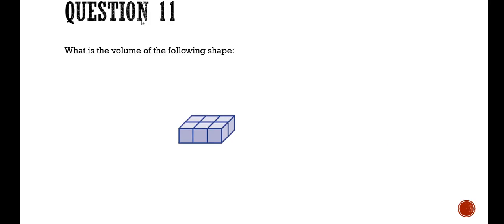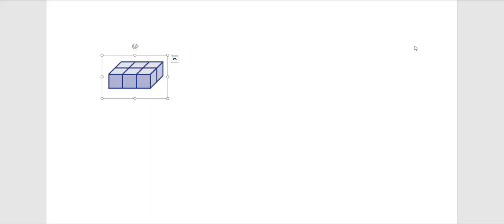So let's move on to volume. Question 11 says, what is the volume of the following shape? When it comes to measuring volume, we have learnt volume is measuring cubic units, so counting how many cubes make up my shape, or can fit inside a 3D shape. So here I can simply count. I've got 1, 2, 3, 4, 5, 6. So this would be 6 cubic units. So 6 cubes make up my volume.